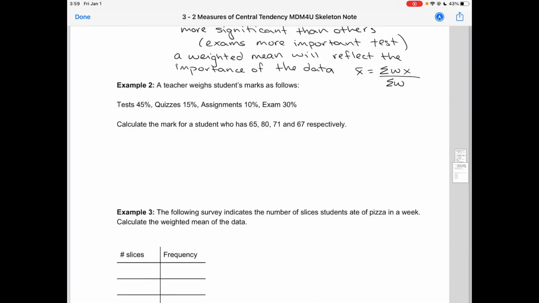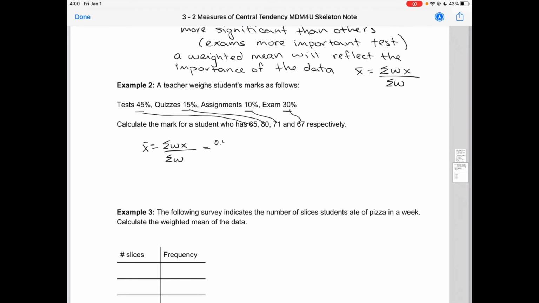So let's do 2 examples for calculating the weighted mean. So here is an example. We've got the tests are 45%, quizzes are 15, assignments 10, exam 30. And then we've got our corresponding marks down here. What I'm asking you to do is calculate the mark using this weighted mean formula. So our mark is going to be the sum of our weights times our test values over the sum of our weightings.